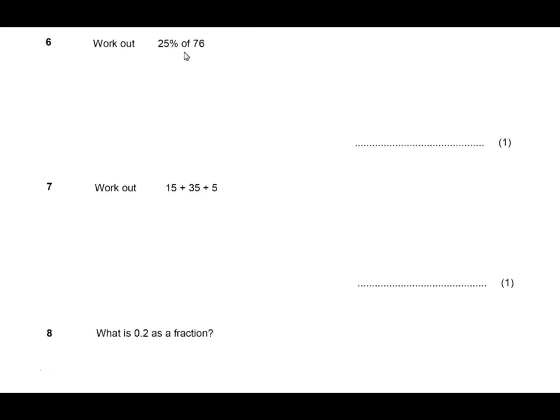Question 6, work out 25% of 76. Well, 25% we recognize as a quarter. So if we divide 76 by 2, we end up with 38. So that's a half. And then if we divide it by 2 again, we end up with 19. So 25% of 76 is 19. You can do this the same way using the 10% method if you want to.